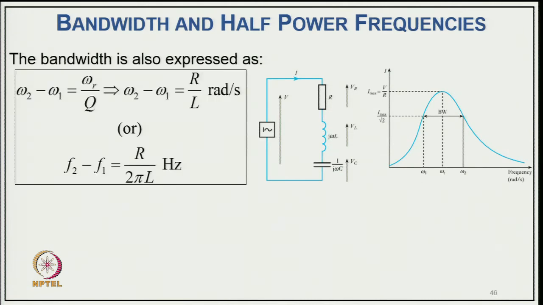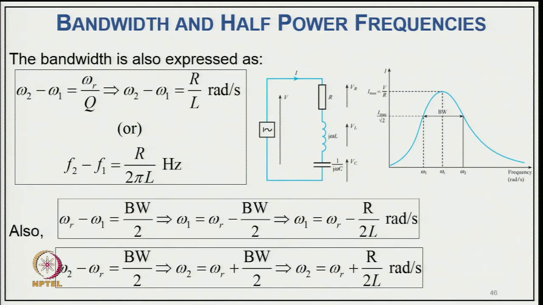The bandwidth is also expressed as omega 2 minus omega 1 equal to omega R upon Q, that is omega 2 minus omega 1 equal to R upon L, or we can say f 2 minus f 1 equal to R upon 2 pi L hertz. Also, omega R minus omega 1 equals bandwidth by 2, that is omega 1 equals omega R minus R upon 2L radian per second. Similarly, omega 2 minus omega R equals bandwidth by 2, or omega 2 equals omega R plus R by 2L radian per second.